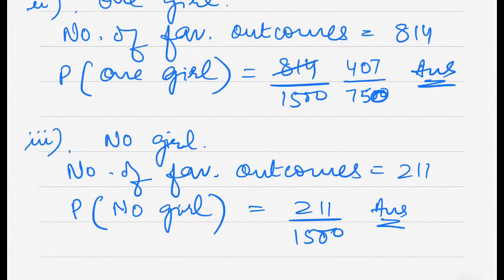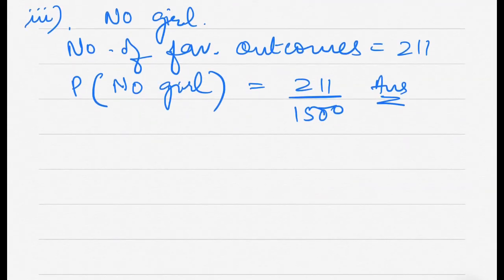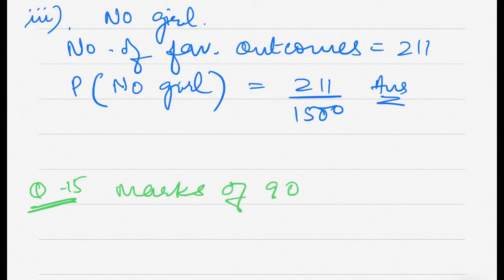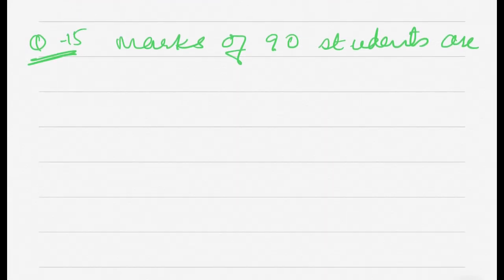So this was also a 3-mark question, and we have done all the 3-mark questions. Let's move to the last question, and that is a 4-mark question, question number 15. A table is given to us. It says the marks of 90 students are, okay, so this is given.